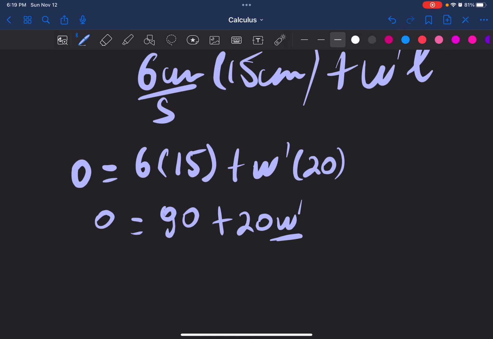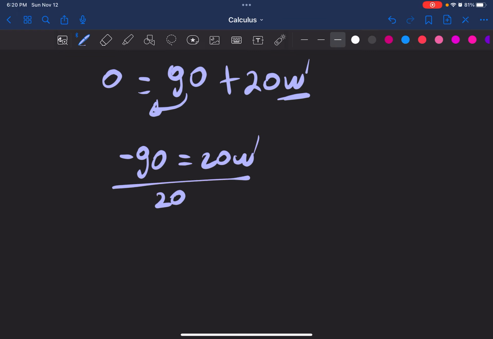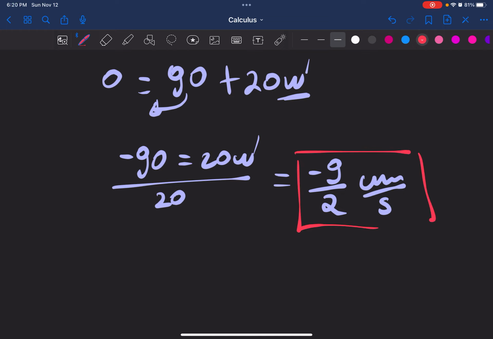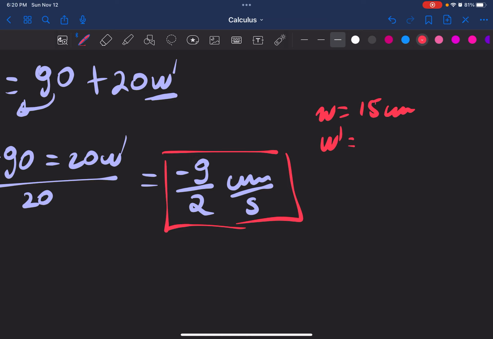So now I want to solve for W prime. So I will bring this one on this side. So I end up with negative 90 is equal to 20 W prime. If I divide both sides by 20, I end up with negative 9 over 2 centimeters per second. So this tells me that when my width is 15 centimeters, the rate of change of the width is actually negative 9 over 2 centimeters per second.